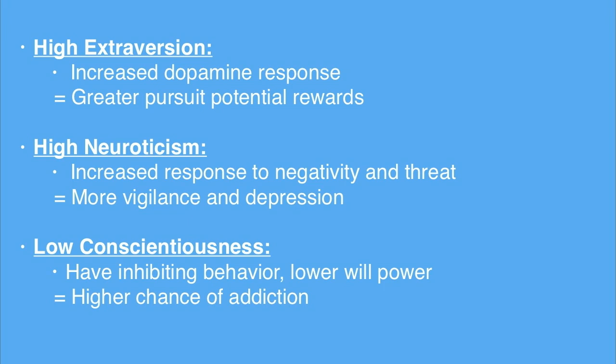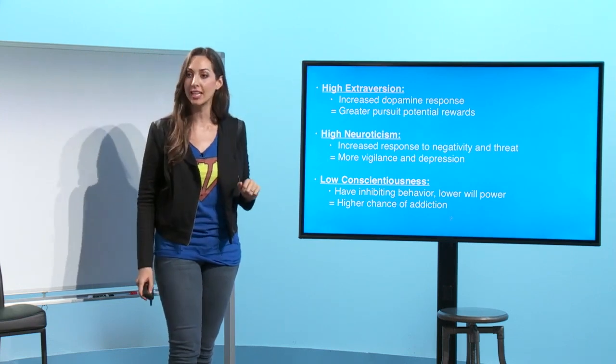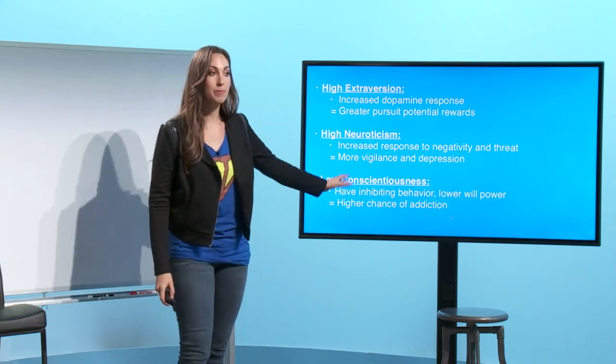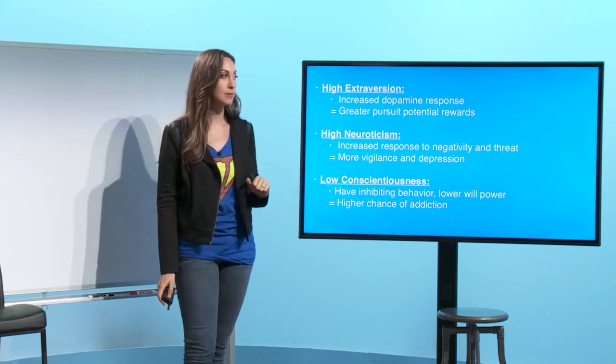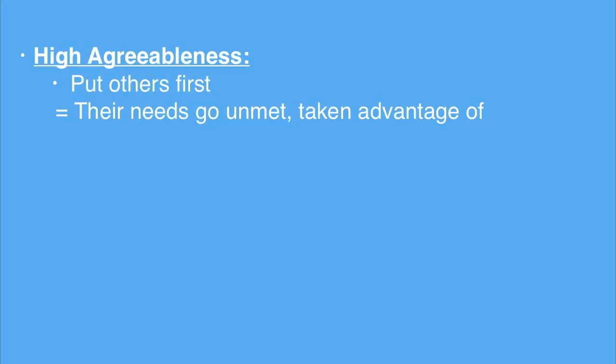They found that people who are addicted, it actually happens because they have less willpower, and so they keep going into the drug because they cannot get their feelings or their addiction under control. It typically goes with low conscientiousness. High agreeableness. They tend to put others first, but what happens is their needs can go unmet because they're afraid to ask for them. They're into people pleasing, and they can be taken advantage of.